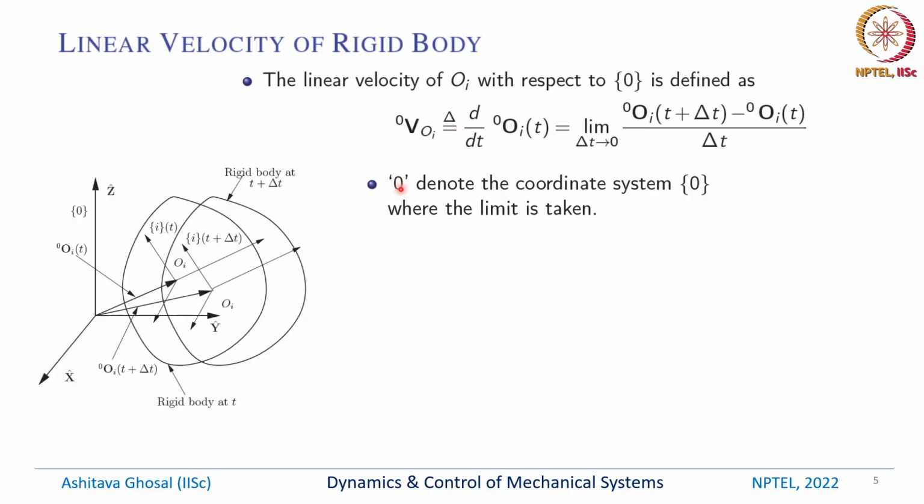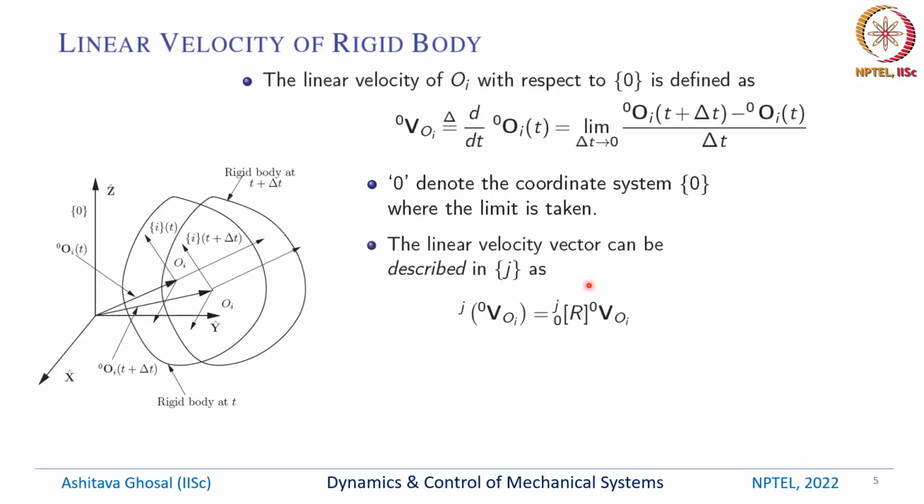The 0 here denotes the coordinate system, which is the reference coordinate system where the limit is taken. Remember, if you have two vectors and you are subtracting these two vectors, both of them have to be in the same coordinate system. Otherwise, it doesn't make sense. So this vector OI of t and OI of t plus delta t are with respect to the 0 coordinate system, the reference coordinate system.